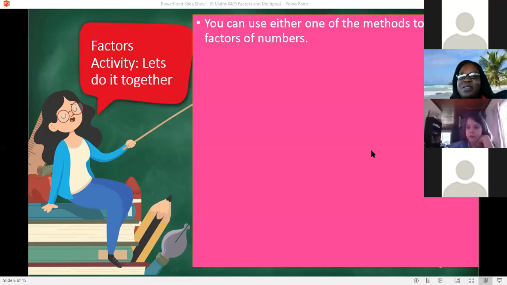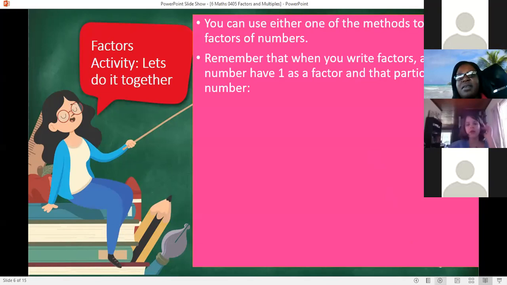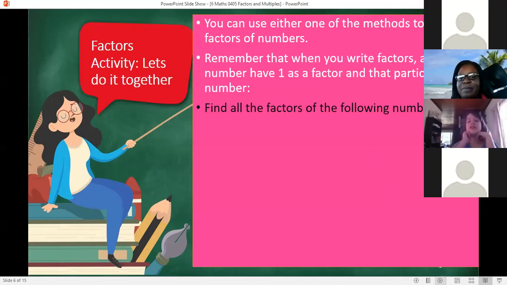You can use one of the methods to get the factors of numbers. You can use any method that you understand. Remember, we don't prescribe the method. Remember that when you write factors, all numbers have 1 as a factor and that particular number. Number 1, find all the factors of the following numbers. The first number is 15. Find all the factors of 15. You can raise your hand and then you can give it to us. Lutando has her hand raised. I saw her first. Okay, Lutando. Is Lutando unmuted for us?